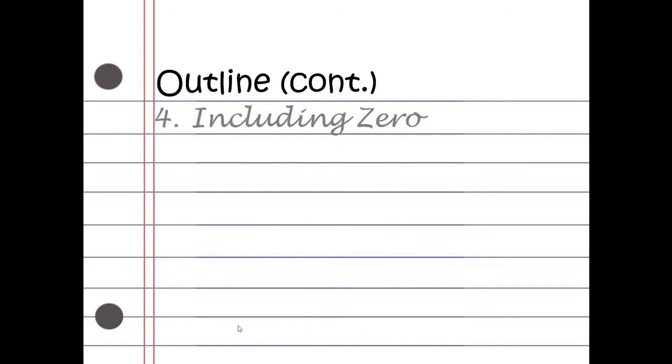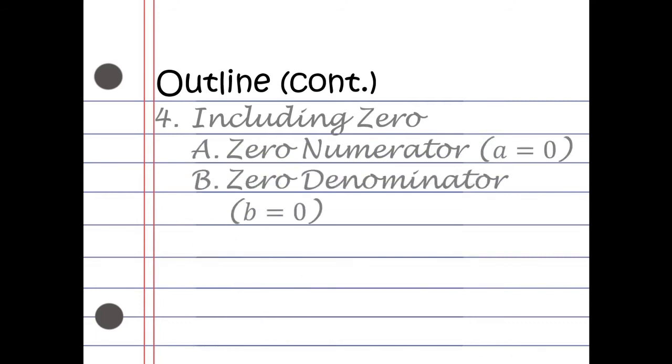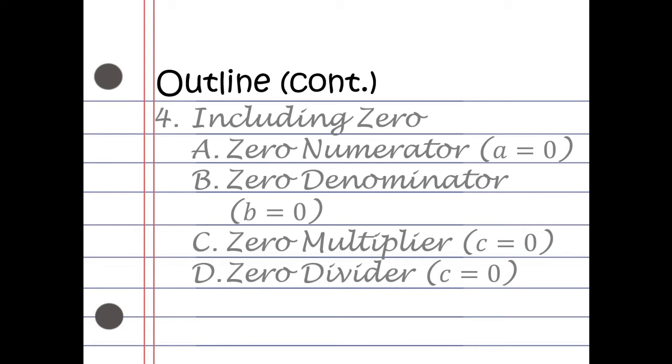Then we'll be talking about when you include 0. So first we'll be talking about the numerator as 0, or A as 0. Then we'll be talking about the denominator as 0, or B as 0. And then we'll be talking about the multiplier as 0, or C as 0 when you're expanding the fraction. Then we'll be talking about the divider as 0, or C equal to 0 when you're simplifying the fraction.